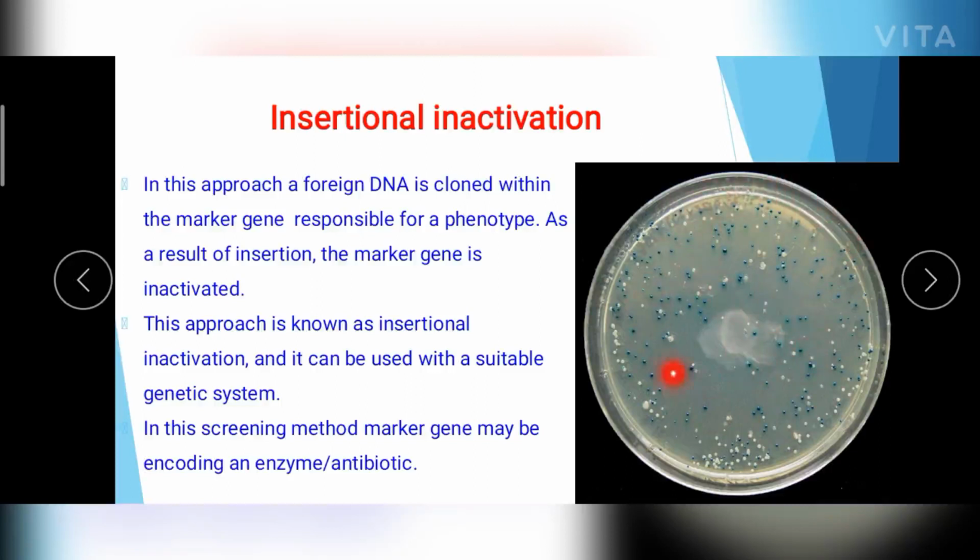The media which is containing the X-gal substrate, all the white colored colonies, they represent the recombinant cells, whereas the blue colored colonies, they represent the non-transformed cells.